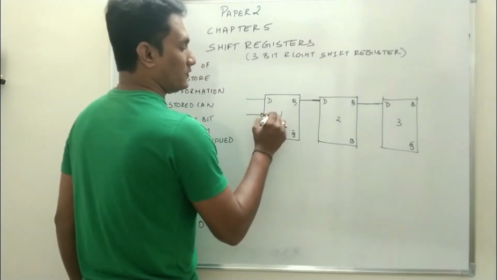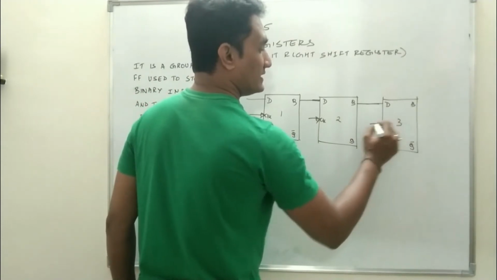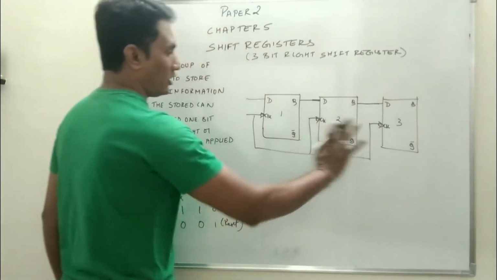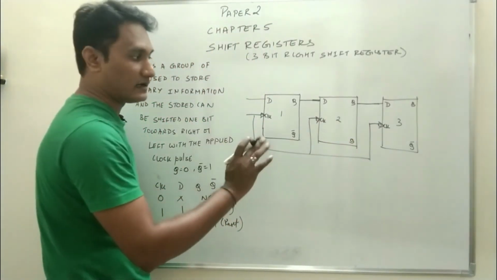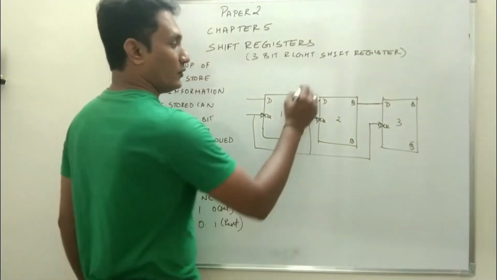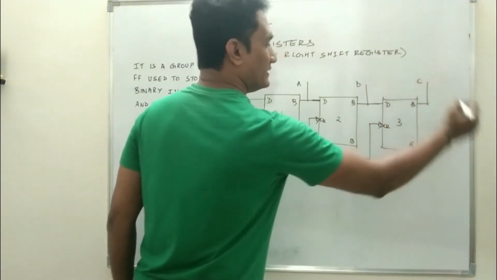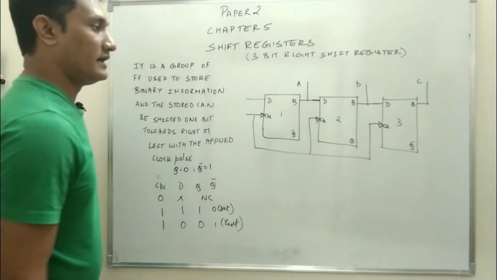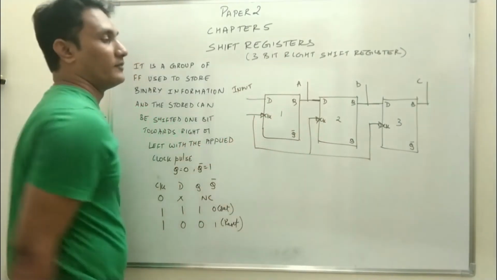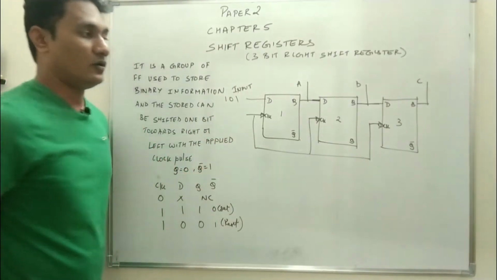All these flip-flops will be clocked simultaneously. That means all the flip-flops will change their state at the same time. The same clock pulse is given to all the flip-flops. No AND gate, no additional hardware. If the clock pulse is given, this will change, and this will change. So let this be A, let this be B, and let this be C. This is where the input will be applied to the first flip-flop. Say input is 1 0 1.